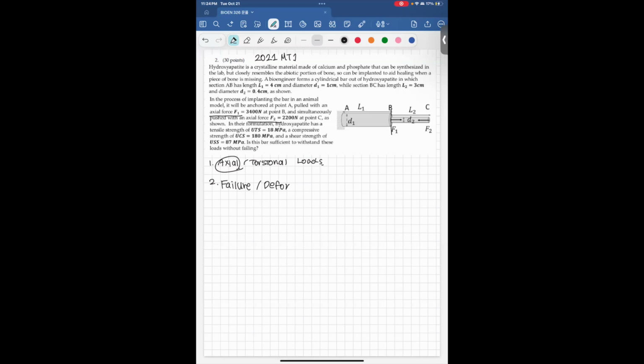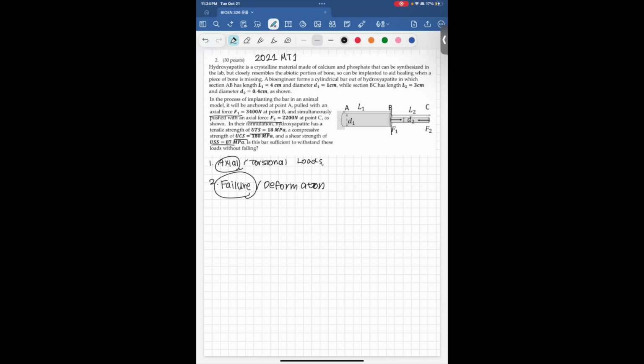And number two is whether the question is asking if the object is going to fail, or if the object is going to be deformed, and to what degree. We can see that the question is giving us ultimate stresses, which means it's going to ask us about failure, because we will probably have to get the stresses of each object and compare them with the ultimate stresses to see if they are bigger or smaller. If the stress of the object is bigger than the ultimate stress of the object, that means the object is going to fail.